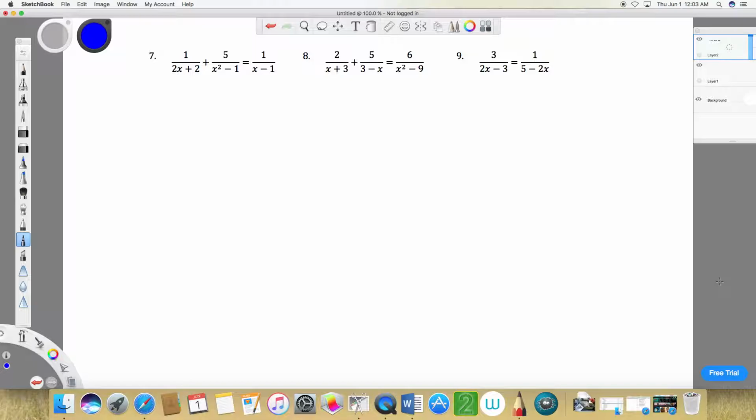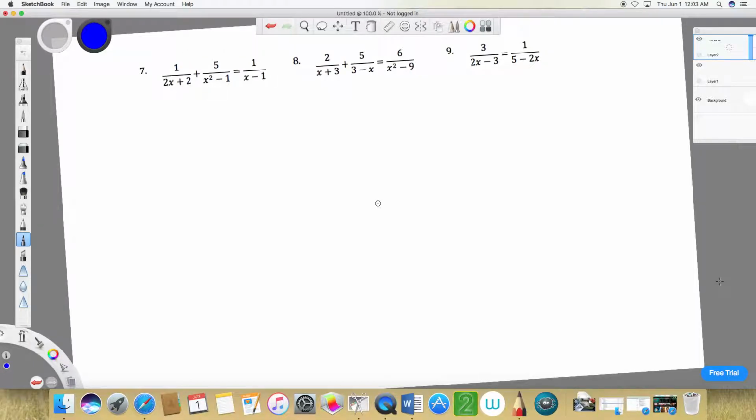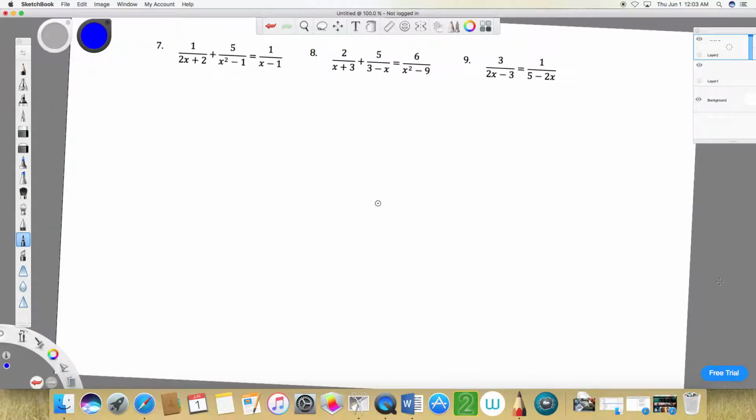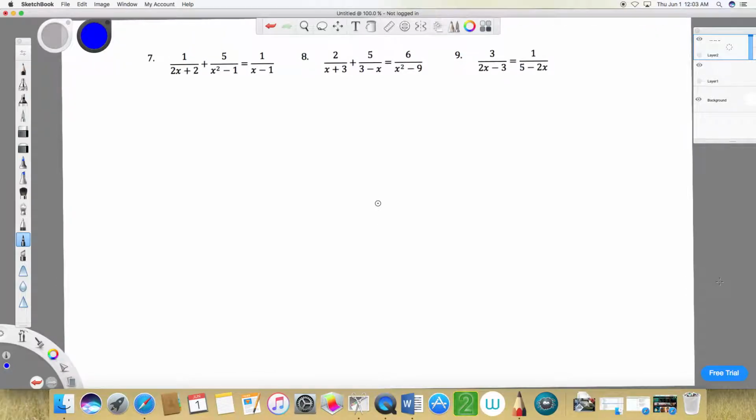All right, so let's take a look at number 7. Whoa, in number 7, sometimes I rotate this and I don't know exactly how I did it. All right, it's letting me get this back.